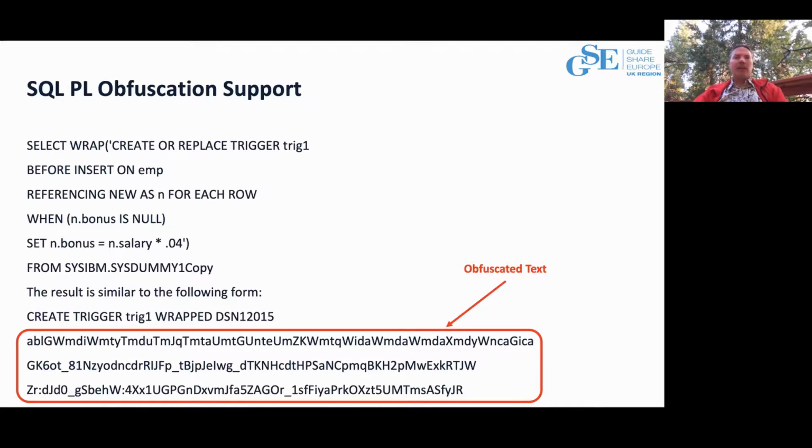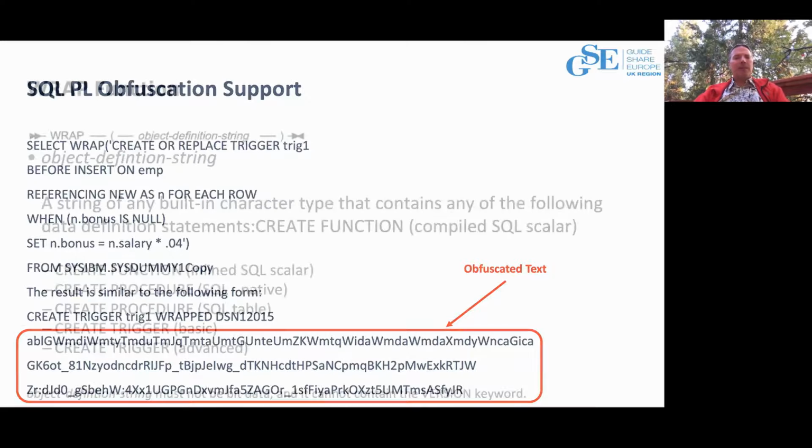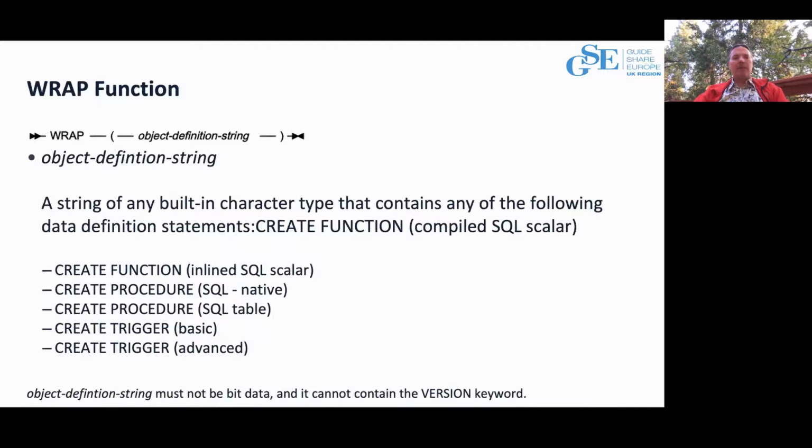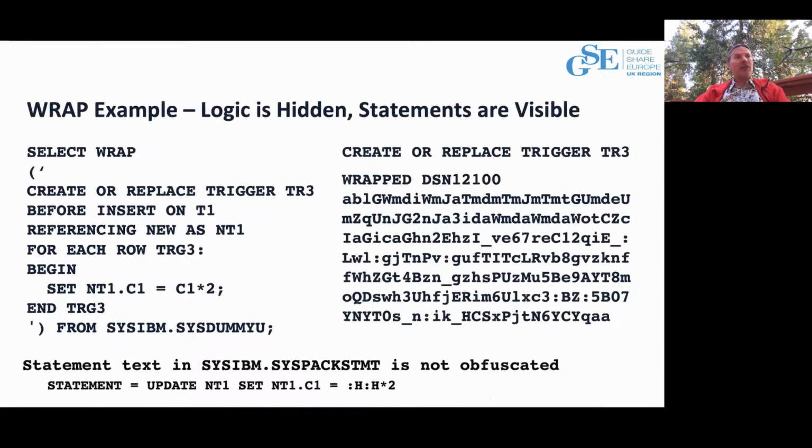Again, you could potentially go in and replace it, but you wouldn't know what you were replacing, so that would be a little bit different. So the wrap function basically can be used with create function, procedure, or trigger, and what it does is it builds obfuscated text. I use the word obfuscated because it's actually just obfuscated. It's not encrypted or anything.